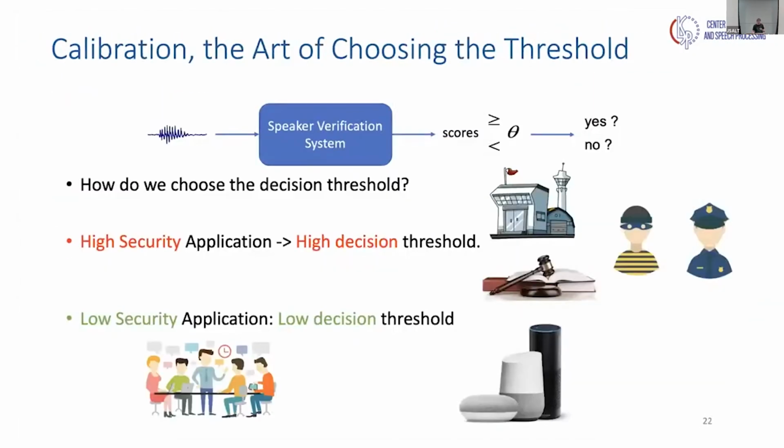Then we have the calibration block, which is also about how to choose the threshold. Basically you have your speaker verification system that produces a score, and then you have a threshold to decide if you accept or reject. So how do we choose the decision threshold? If we have a high security application, we need to accept very few test samples, so we have to put a very high decision threshold. For any kind of security application, or for forensics, we will have to use this. If we have a low security application, like meeting transcription, or for example, you are at home using Alexa, those are situations where you have low risk. So in those cases you can use a low decision threshold.